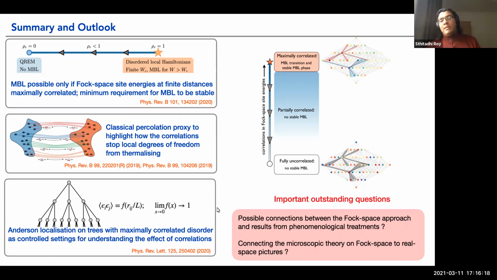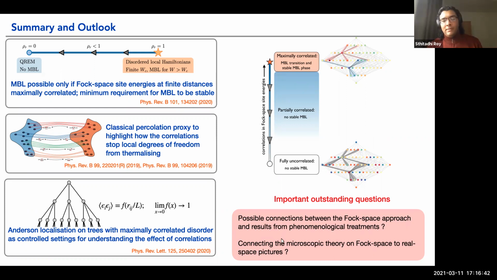Of course, the important outstanding questions are what can I say about the nature of the transition from a theory based on the Fock-space, compared to the phenomenological treatments, some of which are now beginning to predict that the transition may be a bit like KT, but not exactly KT and so on. So of course, that means that you need to go beyond these mean field type theories.